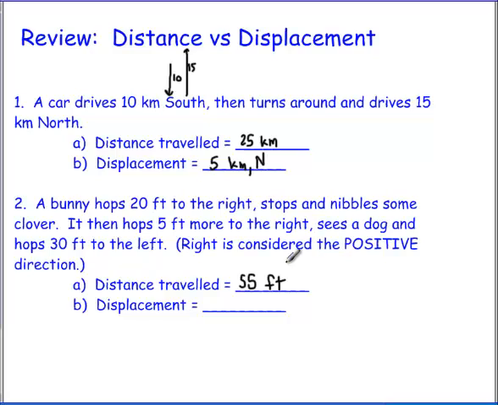The displacement, it may help to do a diagram. So this bunny hopped 20 feet to the right. It stopped and then hopped 5 more to the right. And then it turned around and went in the opposite direction for 30 feet. If I look at where the rabbit began compared to where it ends, this rabbit ends up 5 feet to the left of where it began.